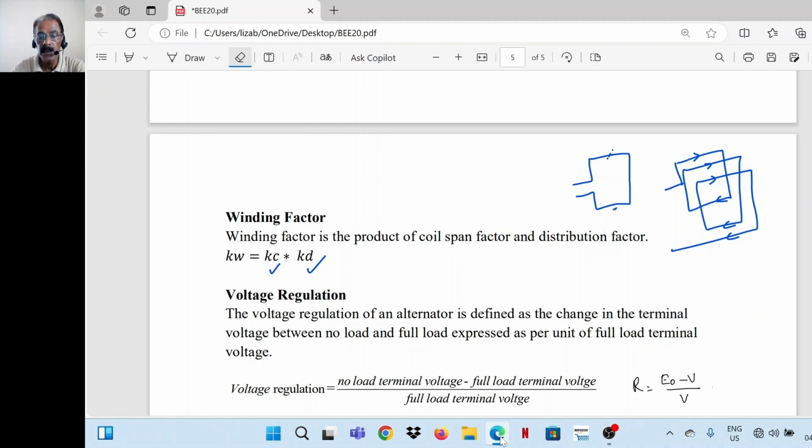So E naught is the induced EMF. V is the full load terminal voltage. When the alternator is fully loaded, whatever the voltage across its terminals is, that is V. So E naught minus V divided by V is called the regulation of the alternator, or voltage regulation of the alternator. So that's all for the session today.